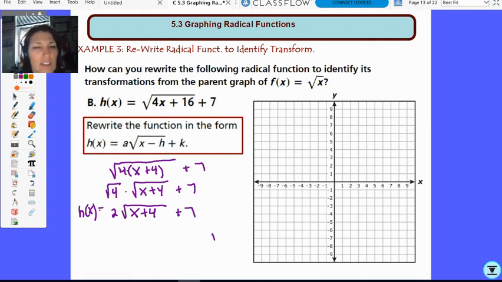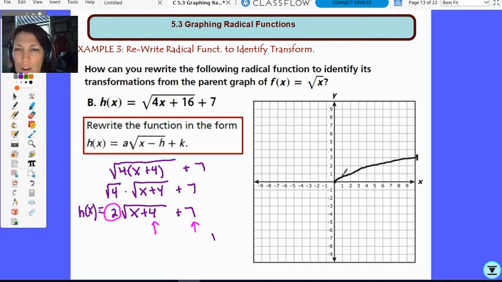So now we can actually identify what my left and right are. We're going to shift left 4, up 7, and we have a stretch of 2. Okay, so let's go ahead and get our parent function in here, and let's stretch each of these guys by 2.